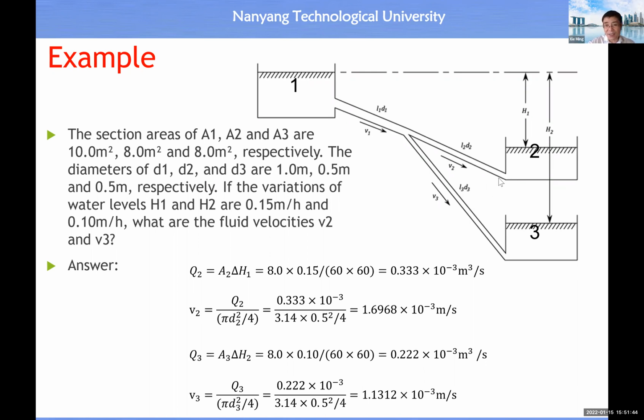So then the sectional area should be that of pipe 2. Okay, this is the sectional area of pipe 2. Try not to use this one, otherwise you get a wrong answer already, all right? So then the diameter is 0.5, you put in the value, you should be able to get this answer, all right? Then for pipe 3, it is the same, okay?